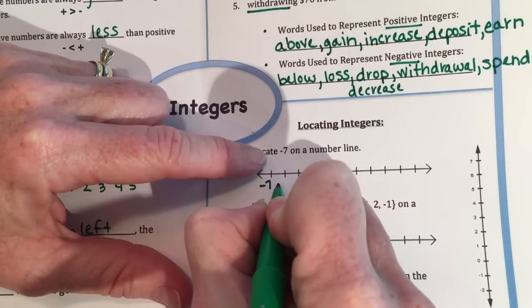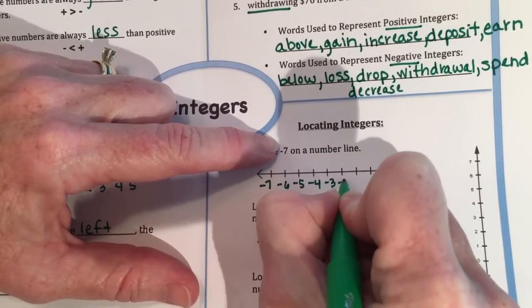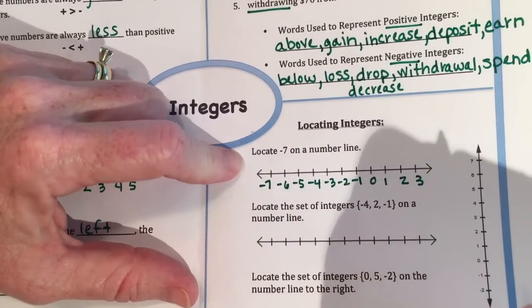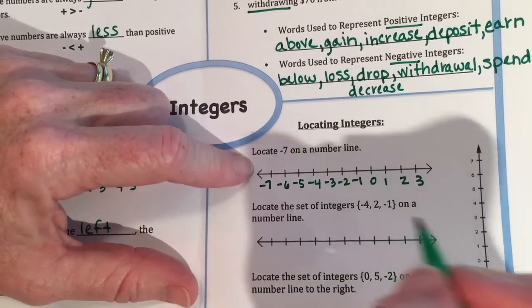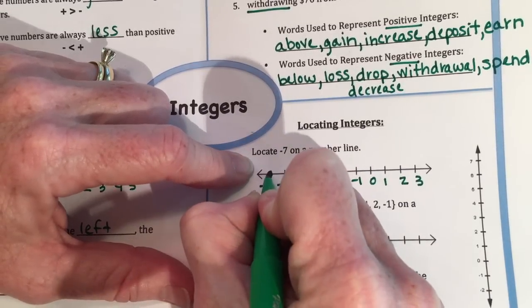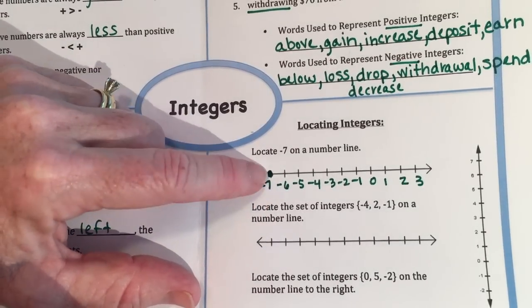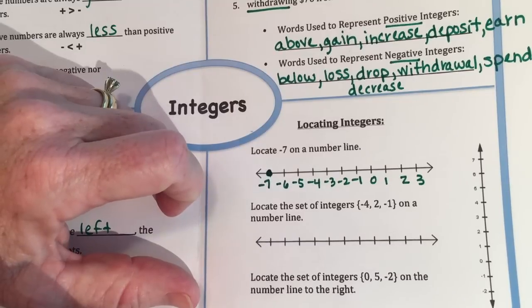And then what would come next? -6, -5, -4, -3, -2, -1, 0, 1, 2, and 3. To graph an integer or graph any number on a number line, you want to put a dot on the number line above the number. So we're not circling the number, we're putting it on the number line itself. I'm just right above that number. All right, so that would be -7.